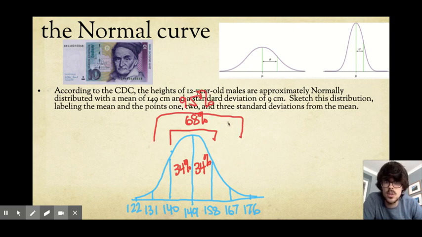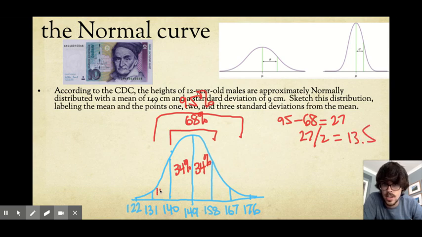So I do the same sort of concept here, but I've used up 68 of it already. So I would take 95 and I would subtract 68. There's going to be 27 left over. And then I would do 27 divided by 2. Each of those next sections are 13.5. So 13.5. And if you follow the same process, you do your 99.7, subtract, and so on.